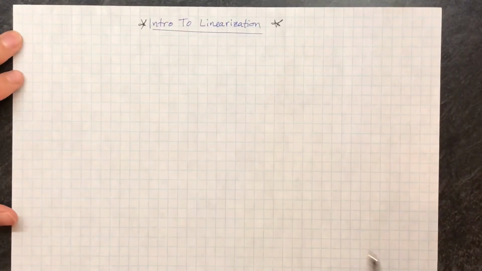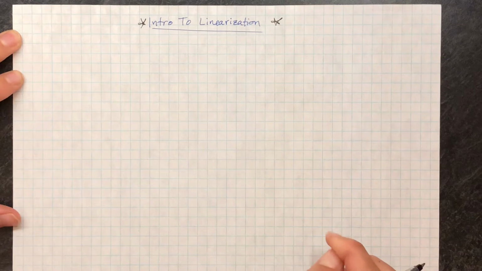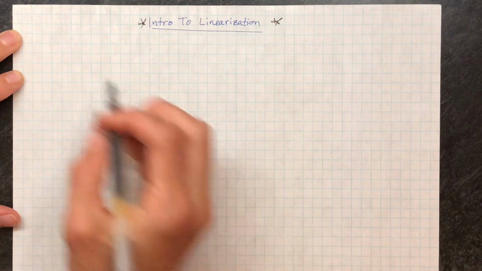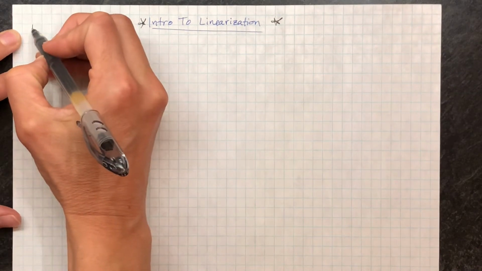Welcome to an introduction to linearization. This is a skill that we are going to use in almost every lab that we do in order to find the relationship between the two variables that we are working with. This is also something that's on the AP exam and will be on your tests and quizzes.